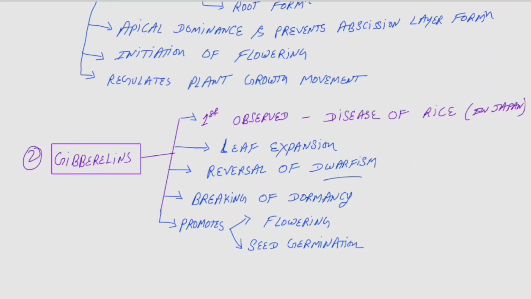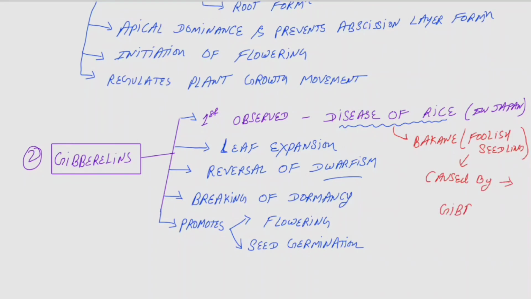Clear? Disease of rice. Which disease? The disease is Bakanae foolish seedling, caused by Gibberella fujikuroi. Clear?